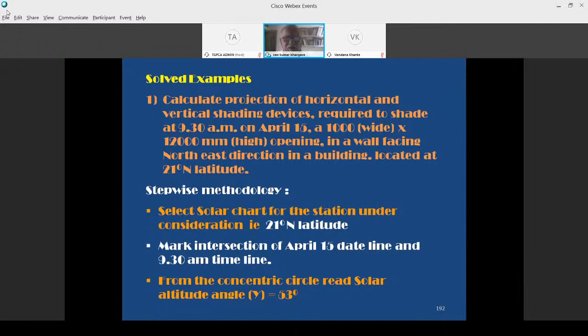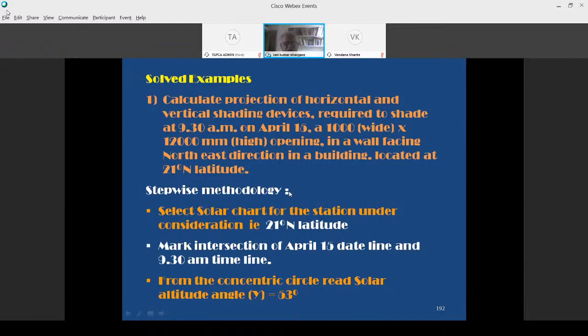So remember, if the wall is facing north direction, the wall azimuth angle will be 0. If it is facing northeast direction, the wall azimuth angle will be 45 degrees. If it is facing east direction, the wall azimuth angle will be 90 degrees, and so on. So it is calculated from north direction to the direction your facade or window or wall is facing. This is the wall azimuth angle.